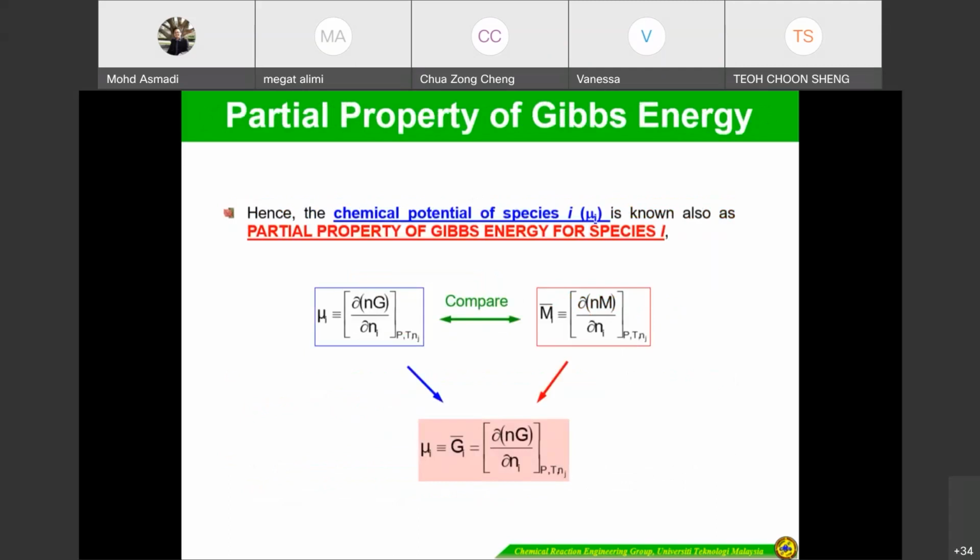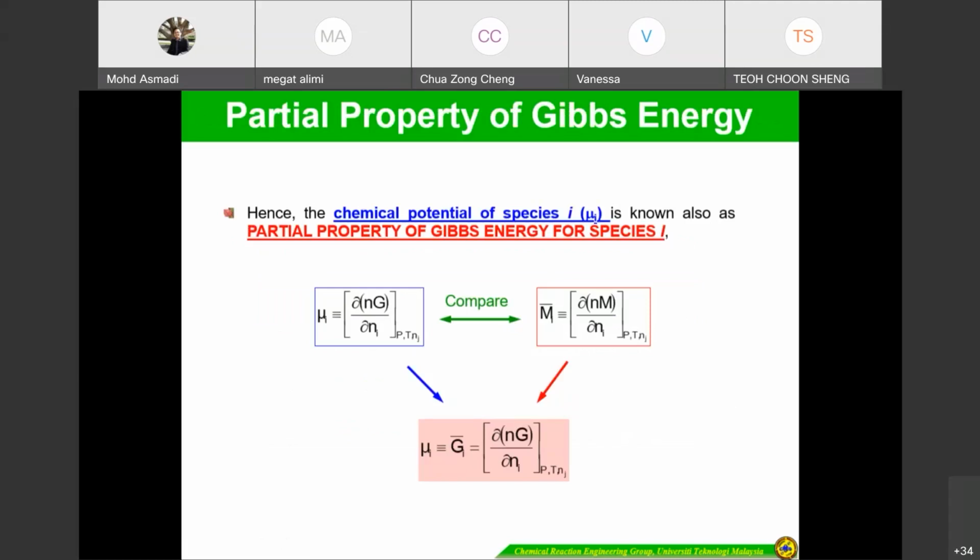If you look here, the chemical potential of species i is also known as the partial property of Gibbs energy for species i. It's similar: chemical potential is the tendency of a species to escape, for example, from the liquid phase to the gas phase. Like the previous example, the chemical potential at 0 degrees C for the ice cube and the water, more than 0 degrees C and below 0 degrees C. It's related to the chemical potential. So this is what we call the partial Gibbs energy, the partial property of Gibbs energy.